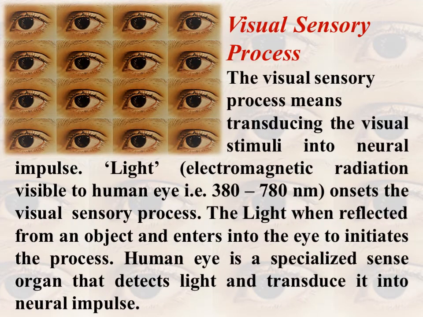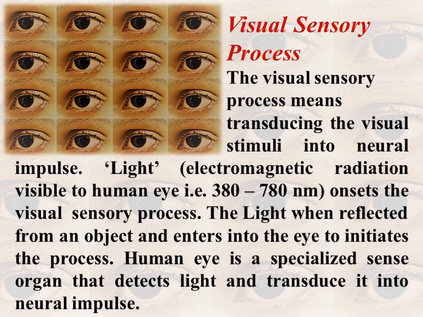Now we will start our visual sensory process. Visual sensory process means transducing the visual stimuli into neural impulses. A simple thing: what your eyes do is transform, or transduce, the visual stimuli into neural impulses. We know light, that is electromagnetic radiation visible to human eyes, 380 to 780 nanometers, onsets the visual sensory process.